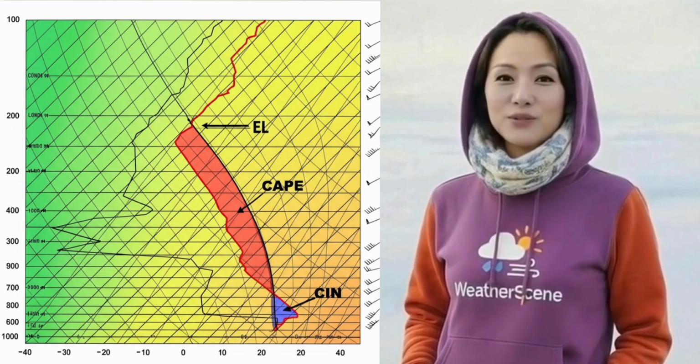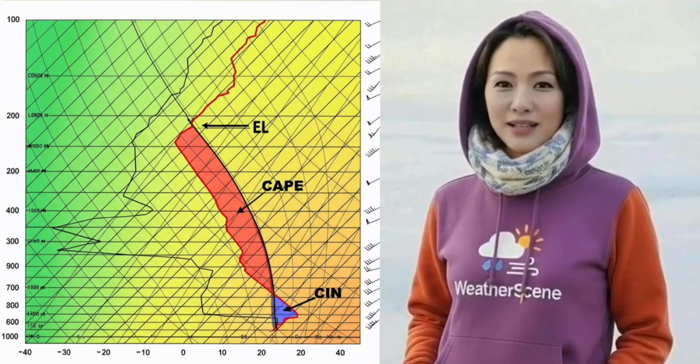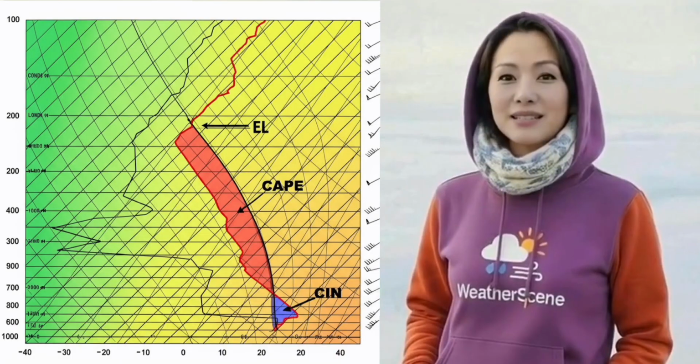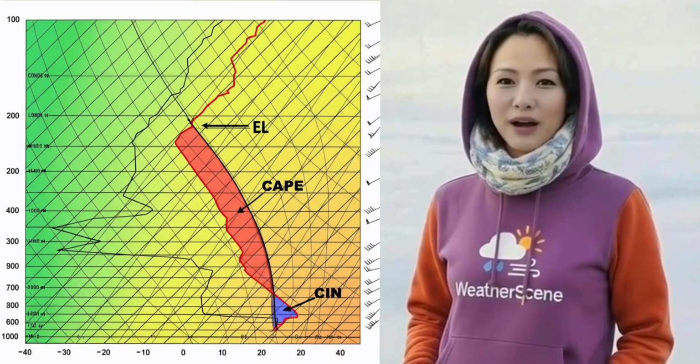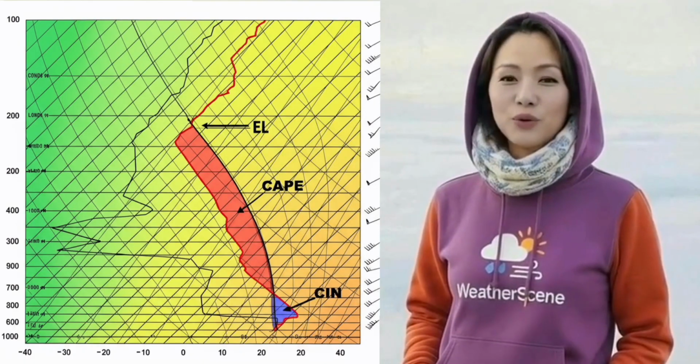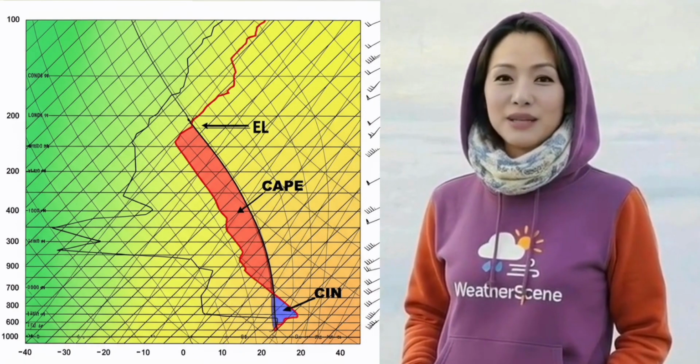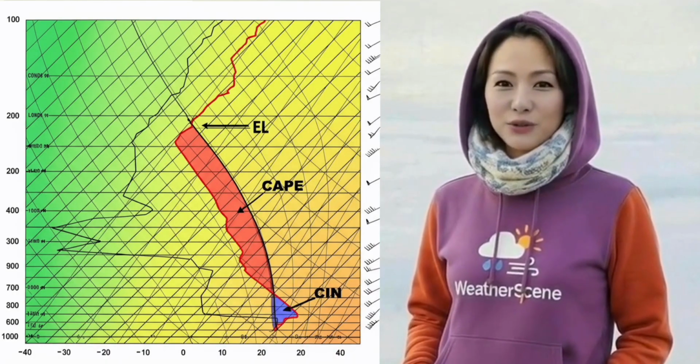The vertical axis represents height or pressure levels, while the bottom axis shows temperature. The diagonal lines that slant from bottom left to top right are called isotherms. They show increasing temperatures toward the right. On the right-hand side, wind barbs display wind speed and direction at different altitudes.